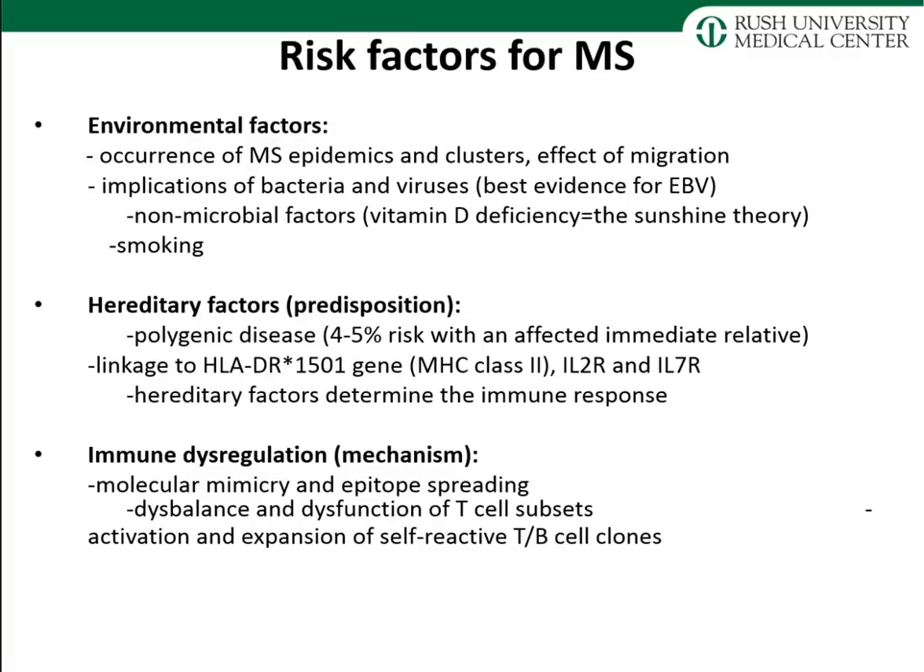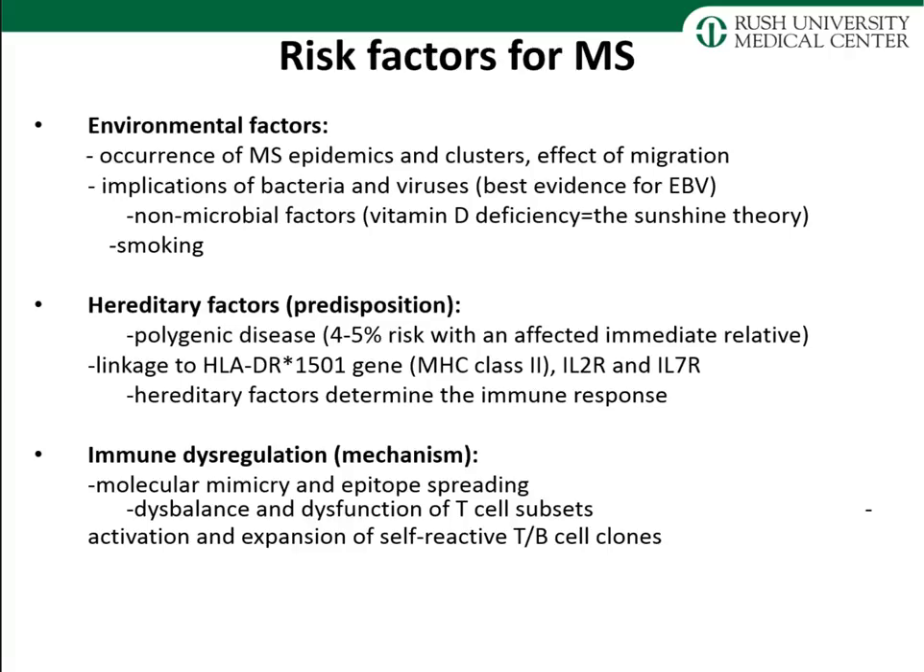There are many risk factors for multiple sclerosis. These include environmental factors, hereditary factors, and immune dysregulation. So environmental factors include the occurrence of MS epidemics and clusters in geographic regions. There also appears to be an effect of migration. If you move from a geographic region with a low incidence of MS to a geographic region with a higher incidence of MS, you will take on the risk of the higher incidence of MS area.